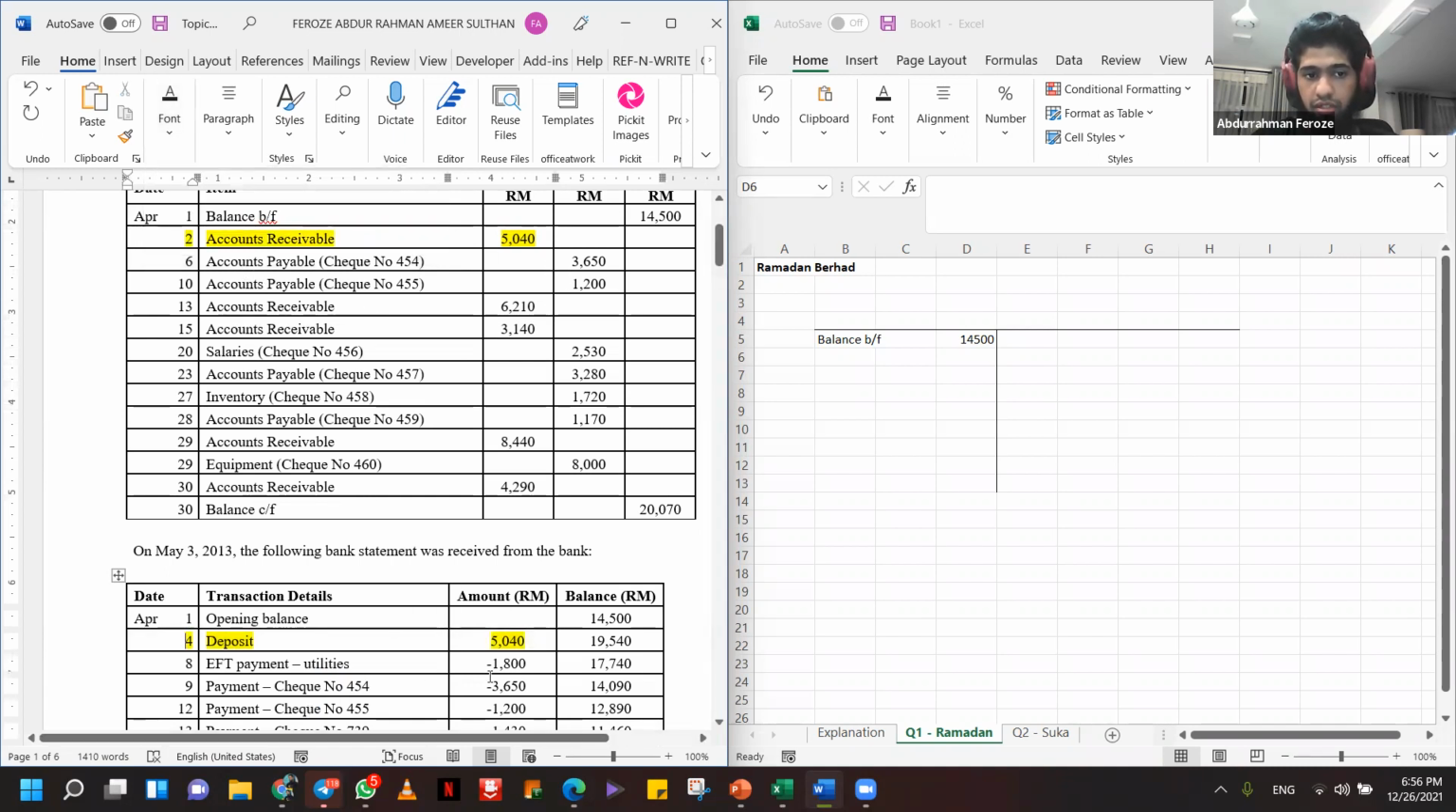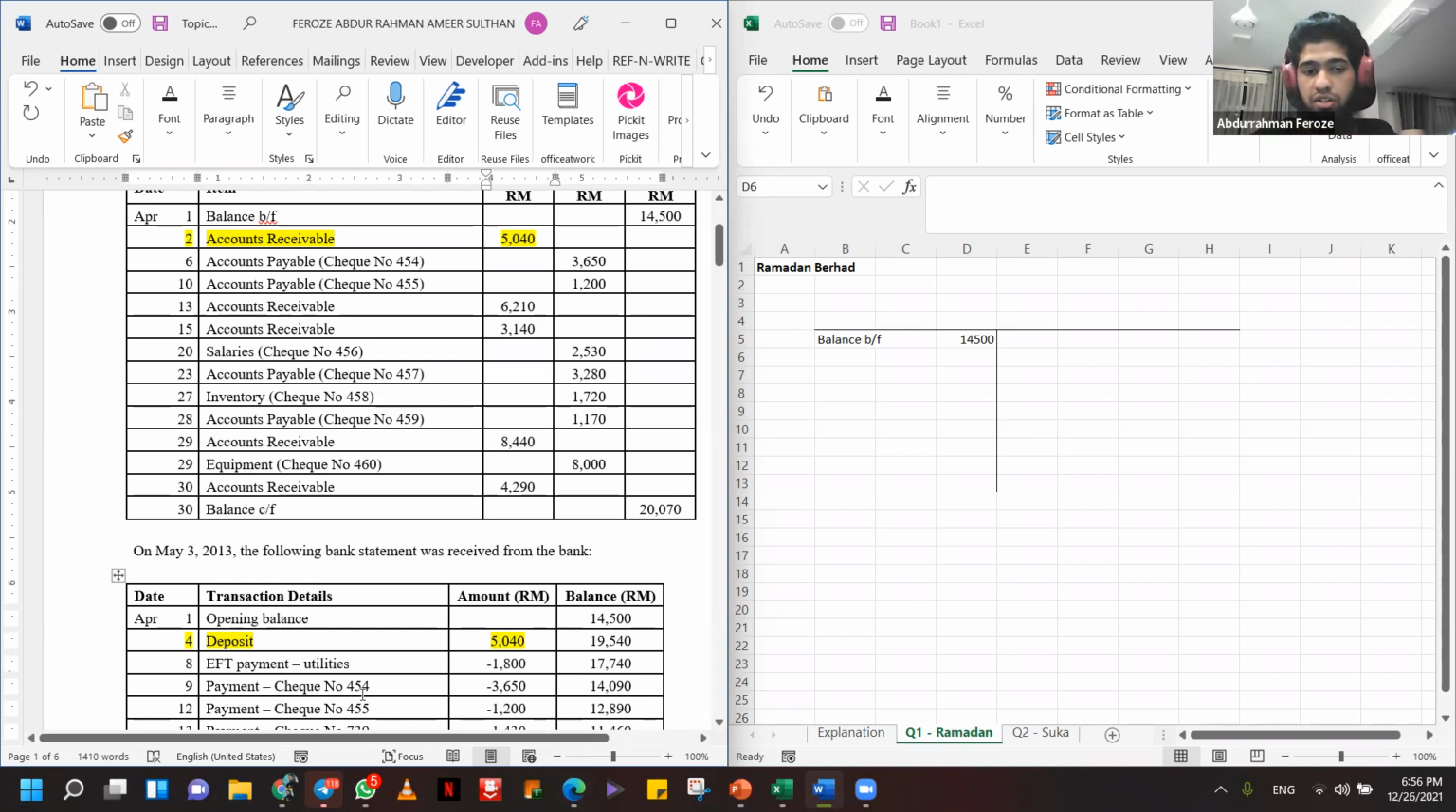Then we have the EFT payment, which is utilities of 1,800. This is not there in the cash book, as can be seen. Now, if it's minus over here, it should appear on the credit side. If it's positive, it should appear on the debit side. So this amount has not been recorded in the cash book, right? So that needs to be created from the cash book, but we'll do it all at once. First, we'll identify what is not there in the cash book.